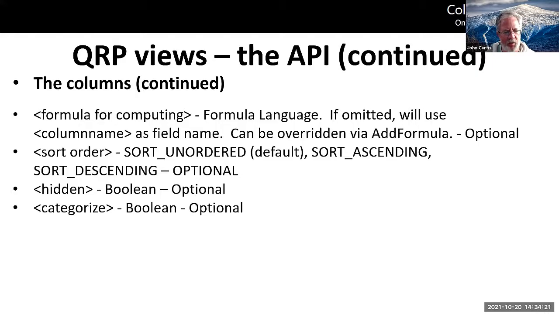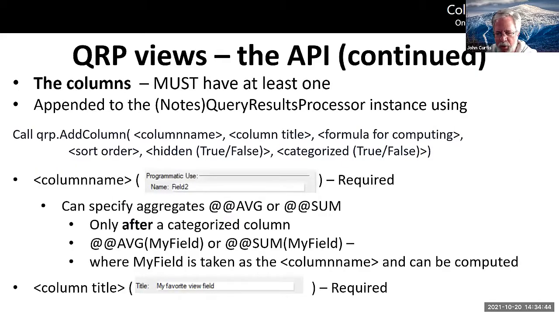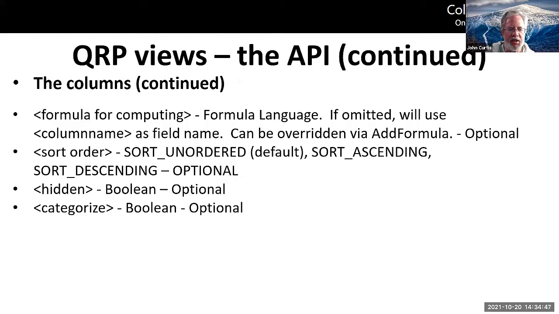Okay, and then to finish the arguments here, the formula for computing is formula language. If it's omitted, we'll use the column name as a field name. We'll take that in and plug that in the formula, fetching that name of a field, and pull that right into the column. Okay, so the formula language is just a shorthand on the add column right here. You see that formula for computing. It's just a way to specify a formula to apply in order to compute a result that we'll put into the view. It's optional. You don't need it. As I say, you will inherit that value from the column name, or you can override it with the add formula. We're going there. Hold on.